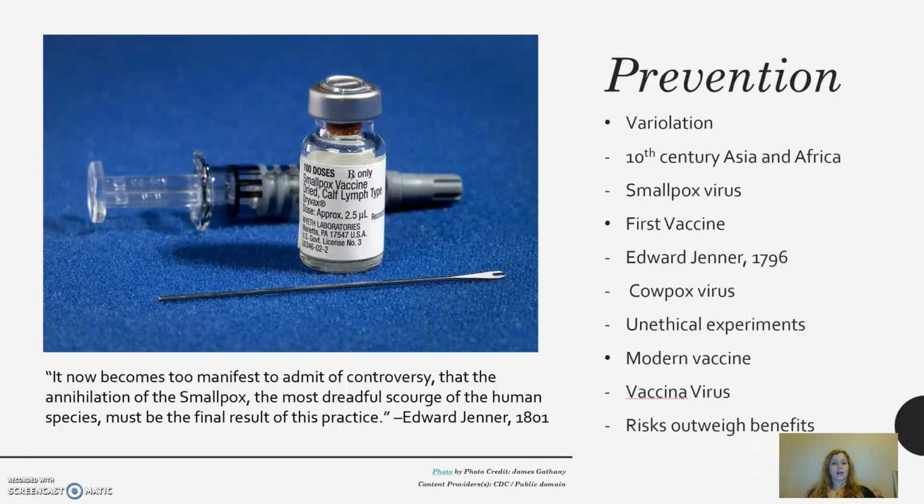So to test his theory, he took pus from a lesion of a milkmaid who had cowpox and infected an 8-year-old named James Phipps with it. However unethical, it did prove to be effective. The vaccine had many benefits over variolation, such as a person could not spread smallpox to others. It did not leave a scar, and the mortality rate was near zero.